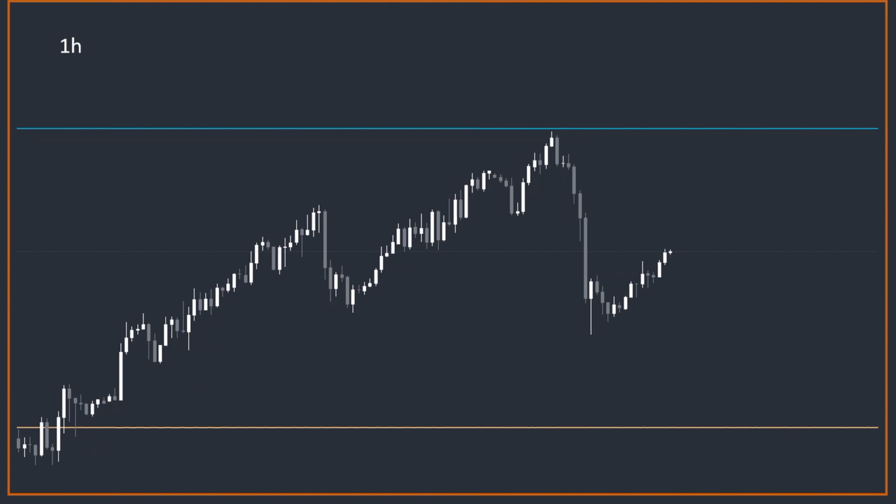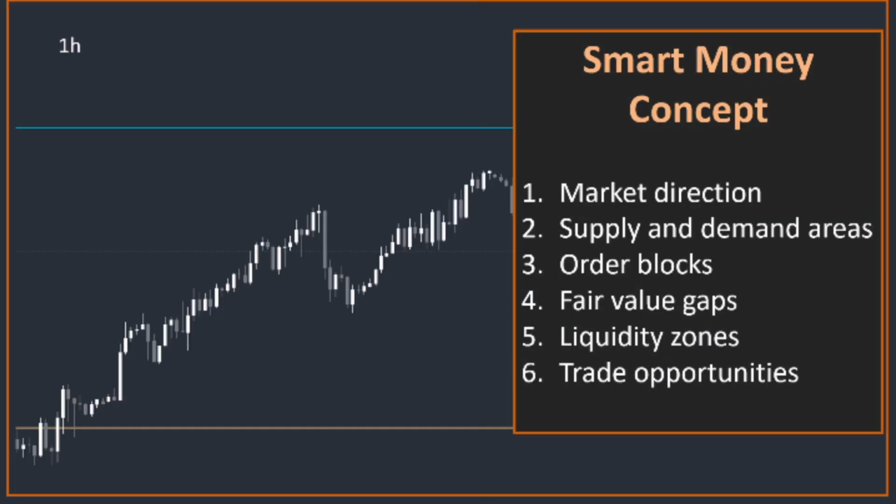So let us go on a 1 hour time frame just to further analyze our market. We are still going to apply the smart money concept. Okay, we still want to identify the market direction, our supply and demand areas, the order blocks, our fair value gaps, to also identify the liquidity zone. And again, one of the most important things is to identify trade opportunities. Identify when to enter the market. Okay, so this is on the 1 hour time frame.